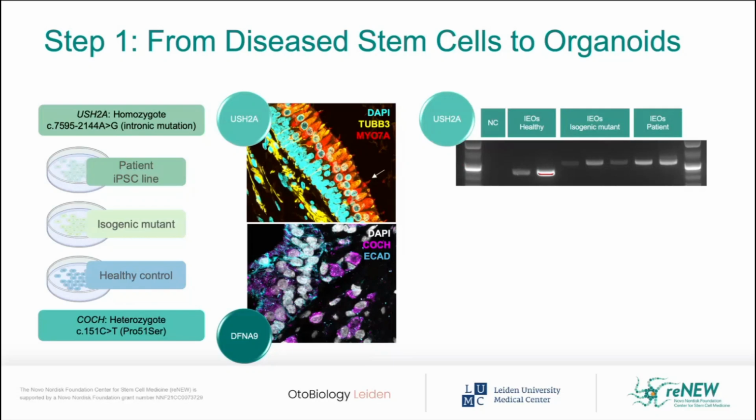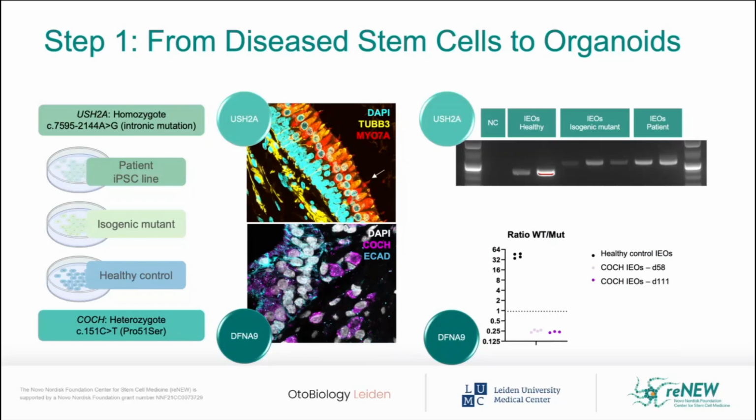So the next step is to see, can we see a phenotype in there? This is for USH2A. It means that in the healthy organoids, we have a band at this height. We know that because of the mutation, you get a longer RNA molecule, so that means that the band will be higher. And that's also what we see, both in the isogenic mutant and in the patient line, we have longer RNA molecules.